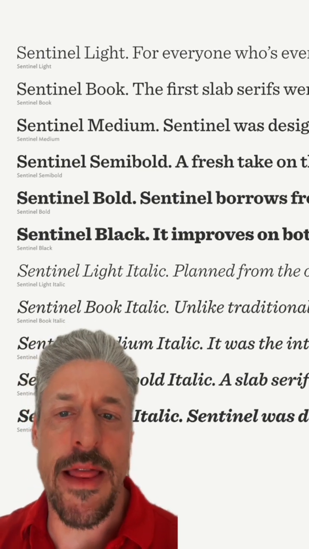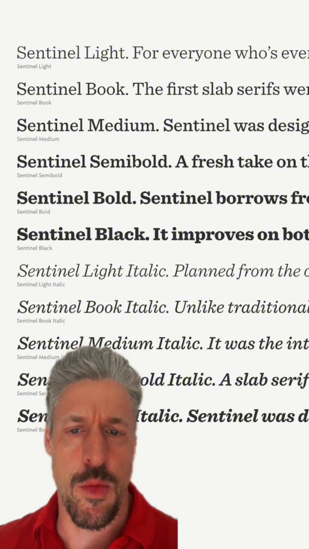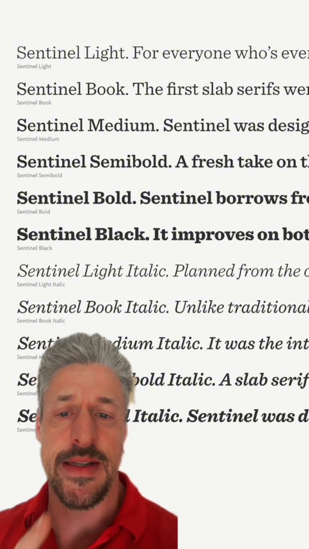But especially in the black weight, the heavyweights, I think these fonts really look good. They look great for headlines or sub-headlines on web pages. They're really easy to read. This is a great font.